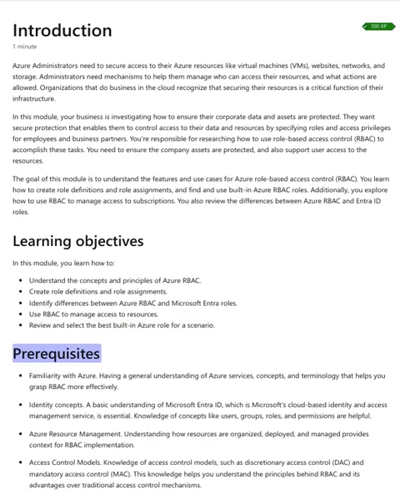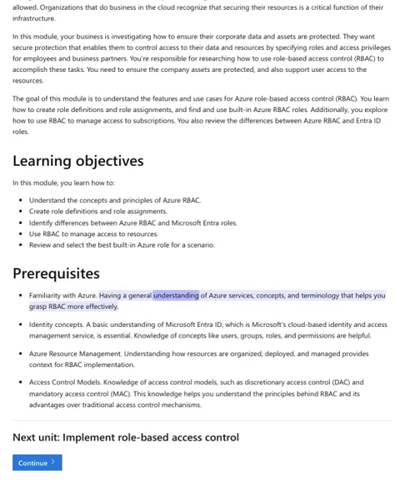Prerequisites. Familiarity with Azure. Having a general understanding of Azure services, concepts, and terminology helps you grasp RBAC more effectively. Identity concepts. A basic understanding of Microsoft Entra ID, which is Microsoft's cloud-based identity and access management service, is essential. Knowledge of concepts like users, groups, roles, and permissions is helpful.